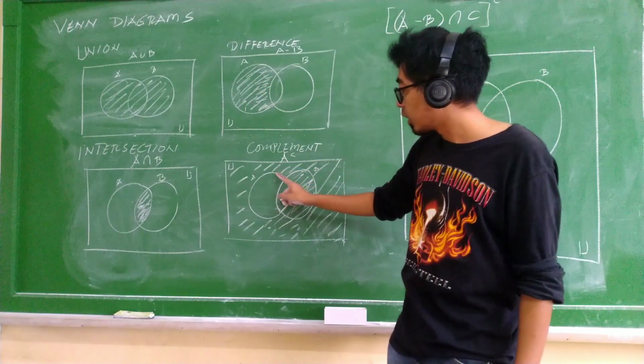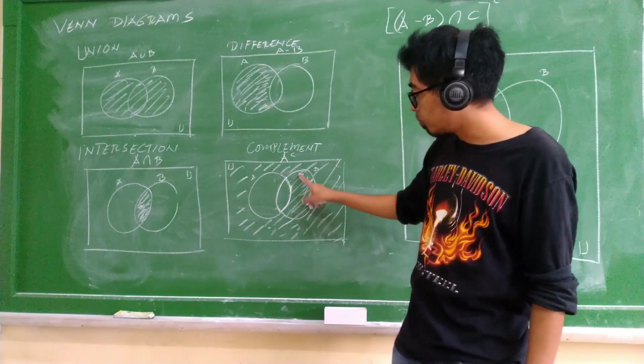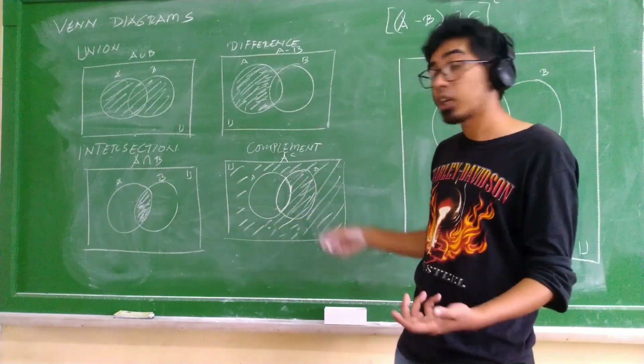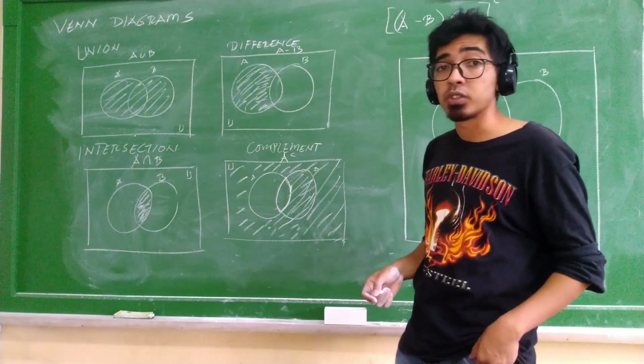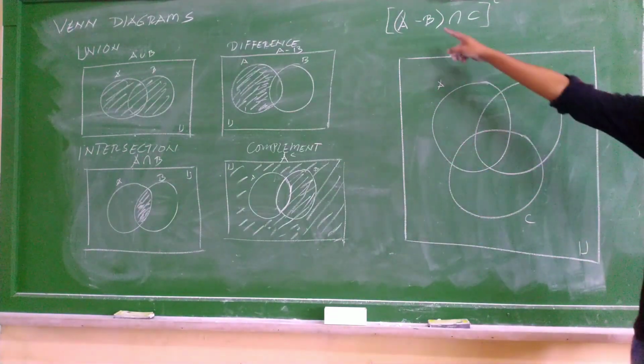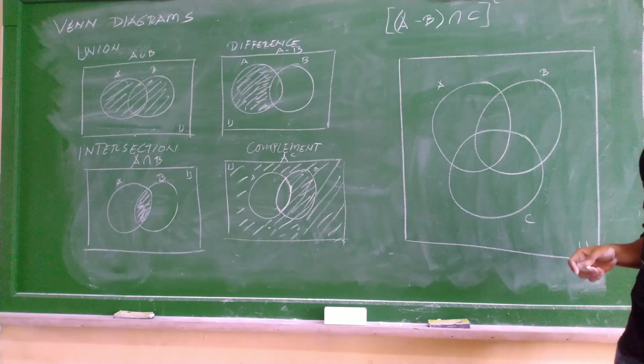Complement, well, everything outside of A. So that includes some parts of B and then the box. So that's how we perform operations on Venn diagrams. Now, take a look at this problem. We have A minus B intersection C, and then we take its complement.